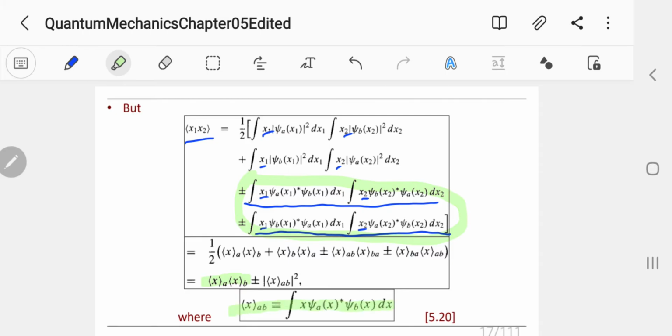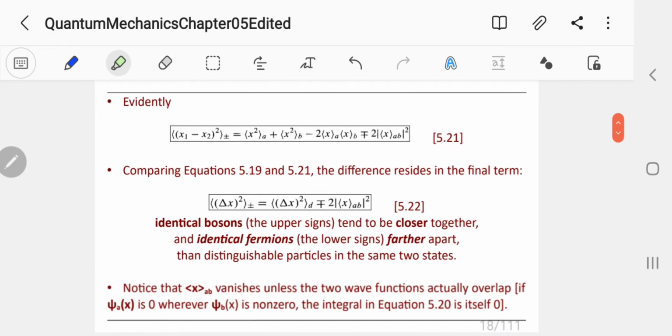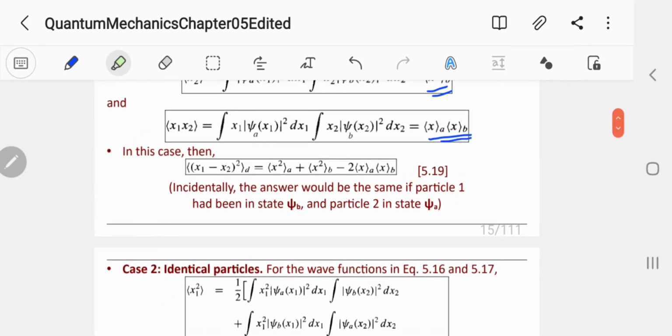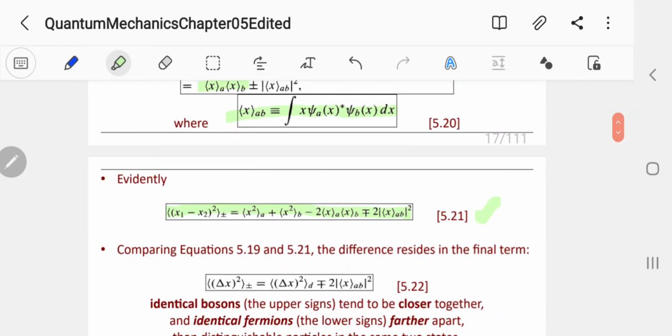So your expectation value of x, a b, would just be the integral of x psi a of x, that's the complex conjugate, times psi b of x integrated with respect to x. So what is the implication of this? Evidently, you will have this one. If you compare this equation with 5.19, there's an extra term in 5.21. And look, this is the extra term.